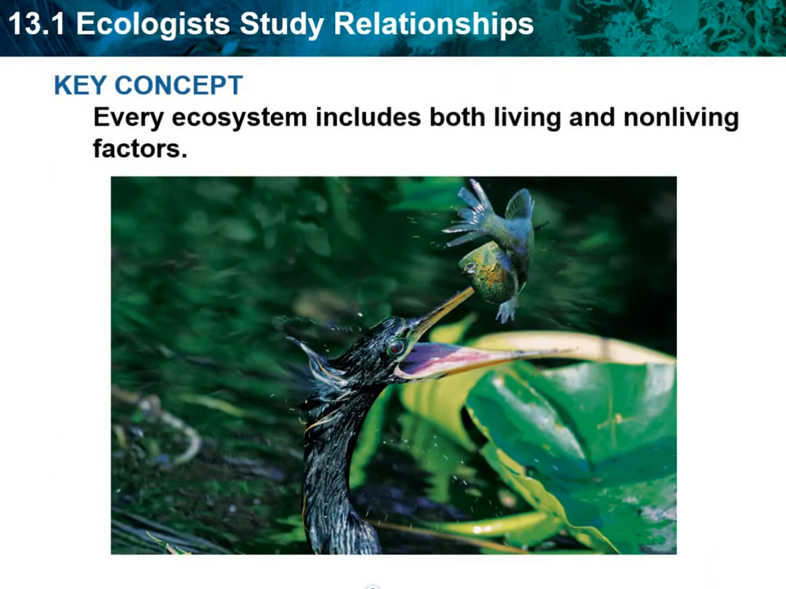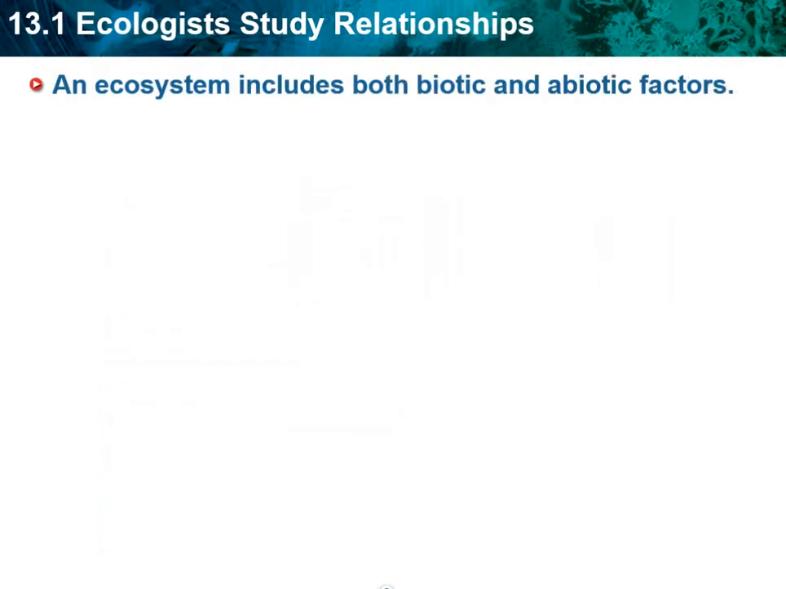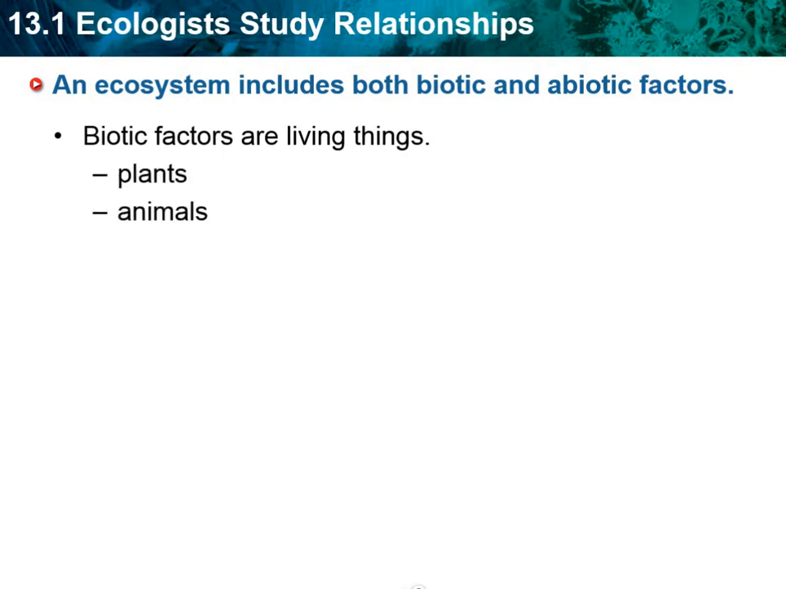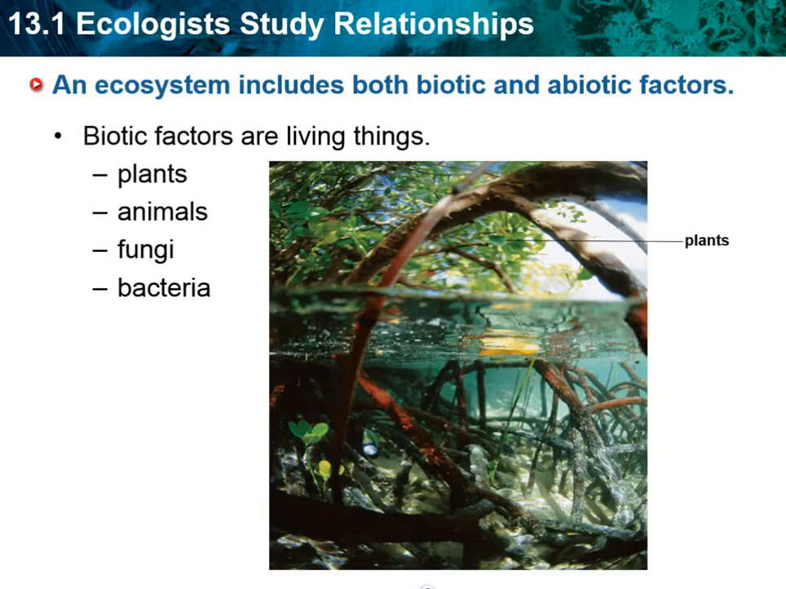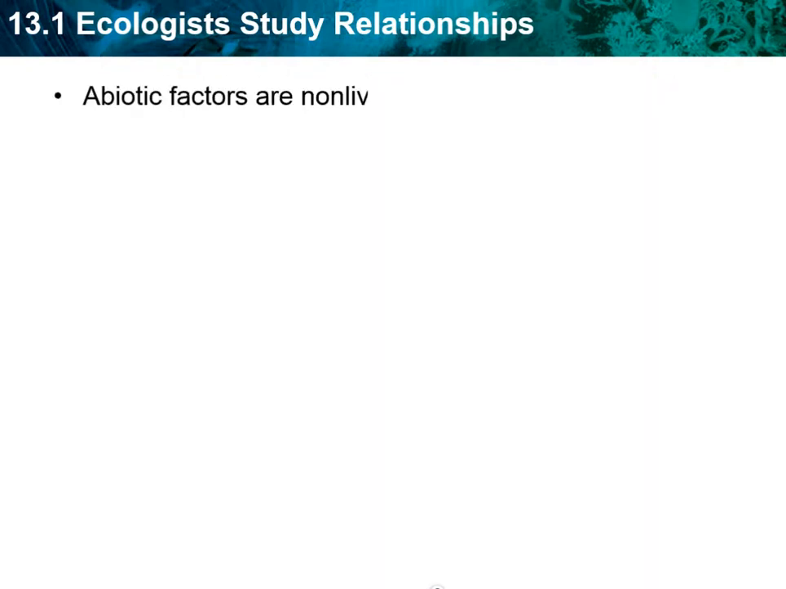So this should actually say Section 2. With Section 2, every ecosystem includes both living and non-living factors, like I mentioned before. So an ecosystem includes both biotic and abiotic factors. Biotic factors are the living things. So anything that's alive, like we talked about in the last chapter, the characteristics that make something alive, that is a biotic factor. Plants, animals, fungi, bacteria, all of those things would be considered a living thing in an environment.